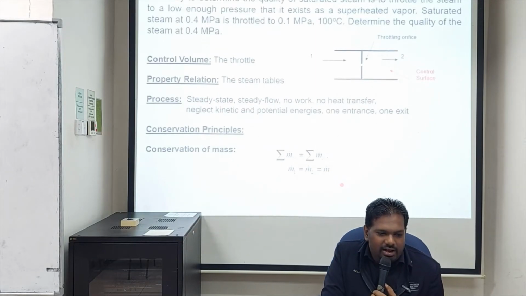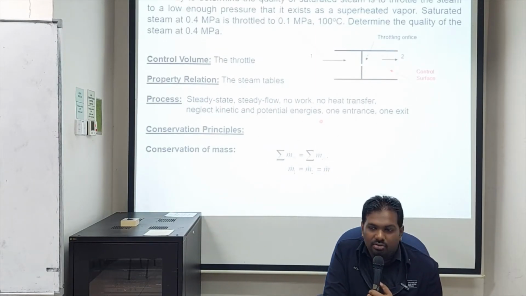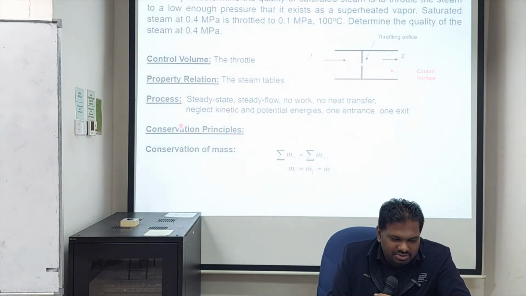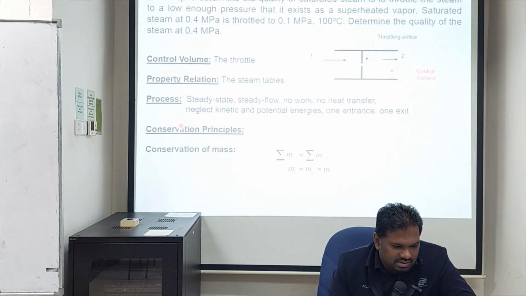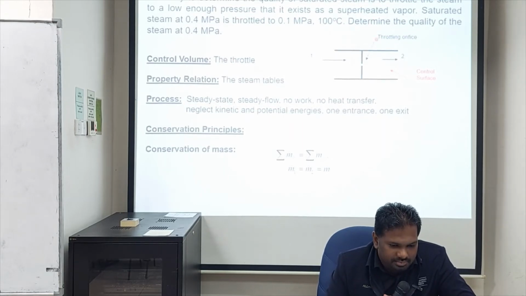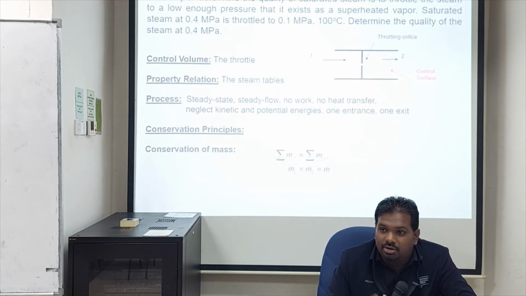Okay. This is an example for a throttling device. Okay, try. One way to determine the quality of saturated steam is to throttle the steam to a low enough pressure that it exists as a superheated vapor. Saturated steam at 0.4 million pascal is throttled to 0.1 million pascal. Okay, so look at this information. So this is steam. Okay, steam meaning is water. So you need to refer to the steam table.